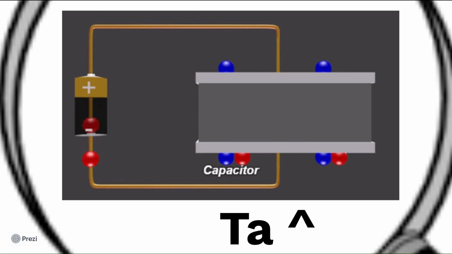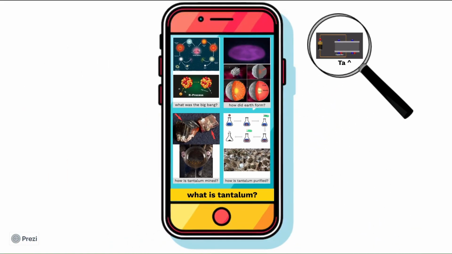Just a little bit of tantalum can hold a lot of electrical energy, and it hardly ever corrodes. Your phone wouldn't be the same without tantalum, and now you know all about the crazy and dangerous journey it takes to find its way inside the device in your hand.